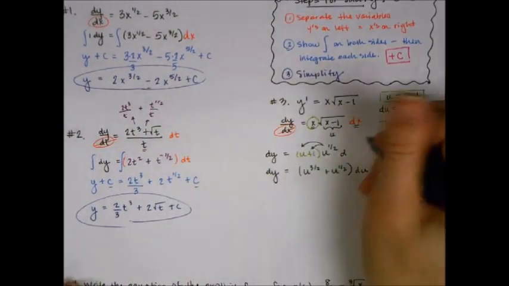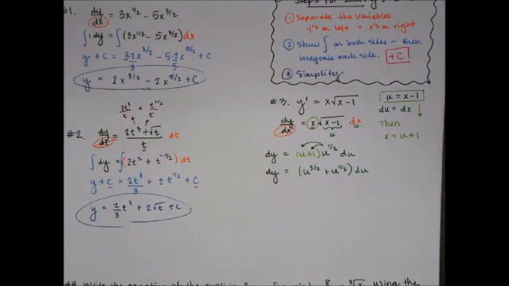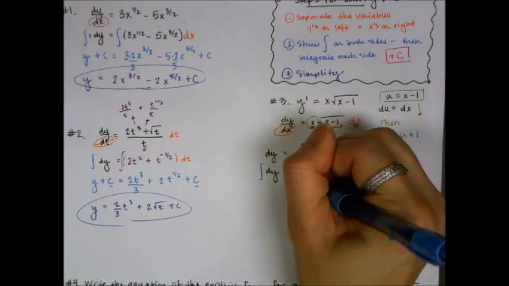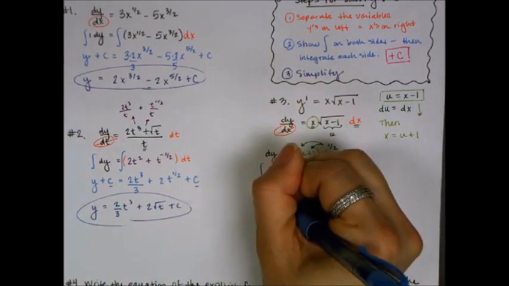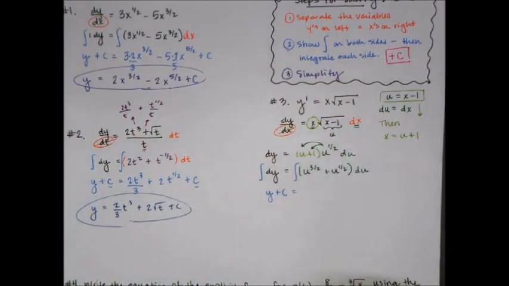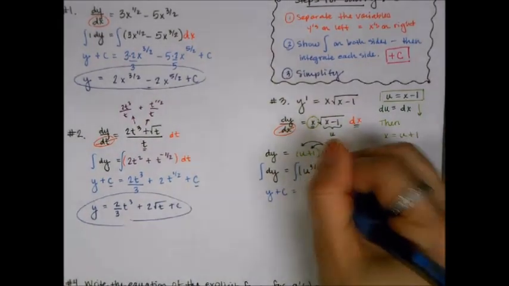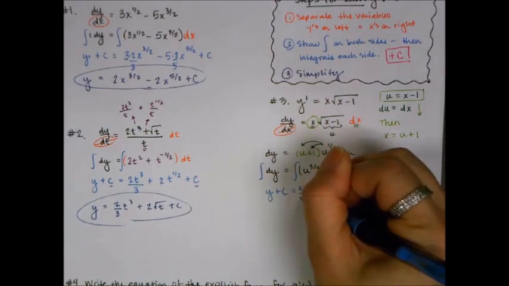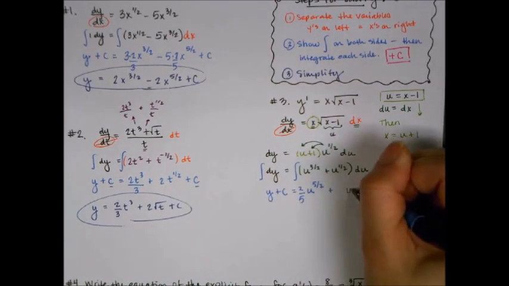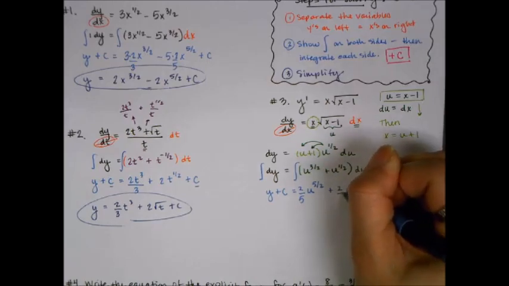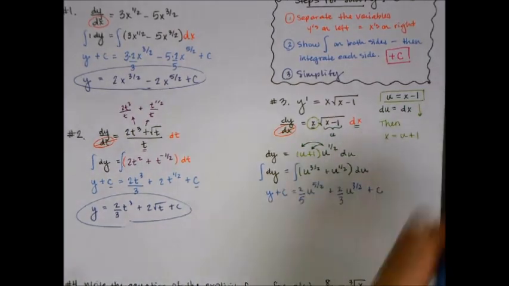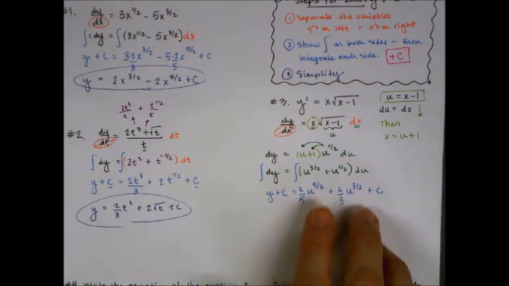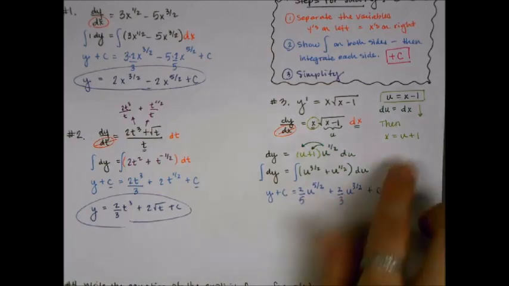All right, and now it's set up for integration. So on the left, we'll have y plus c. On the right side, we have u to the power 5/2 times 2/5 plus u to the 3/2 times 2/3 plus c. In our simplifying step, there's really nothing to do with coefficients or the exponents, but we do have to replace u with x minus 1 and combine our constants.